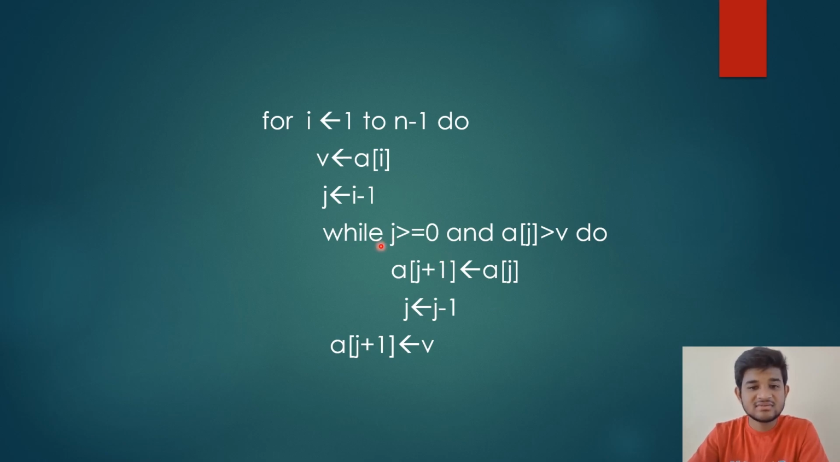If this condition satisfies, then A of j plus 1 is set to A of j and j is decremented by 1. And if the condition is false, then the code which is present outside of the while loop will be executed. That is A of j plus 1 is set to v. Until the condition fails, the while loop will be repeatedly executing.